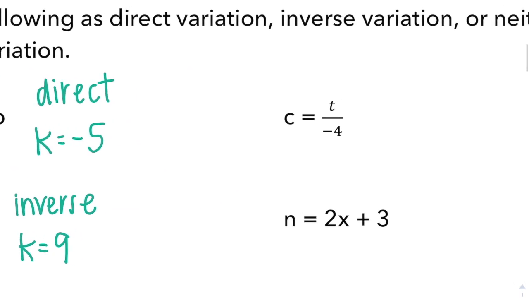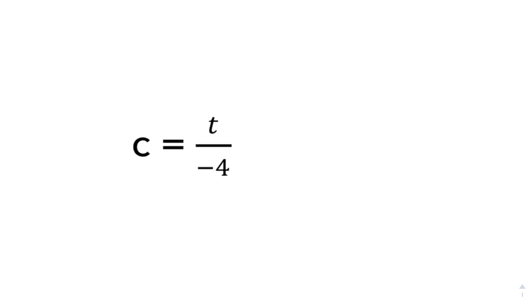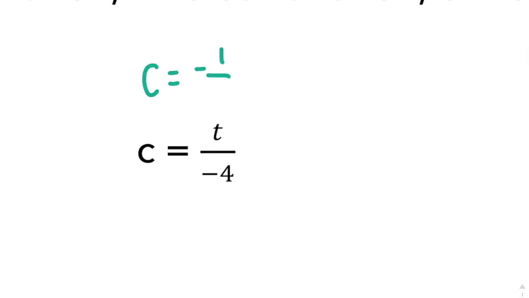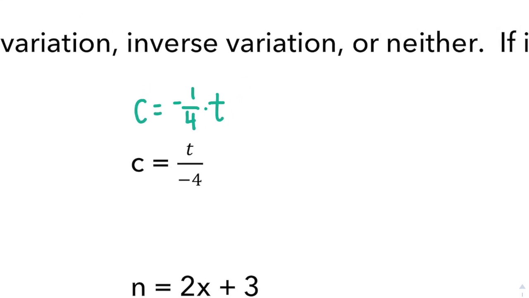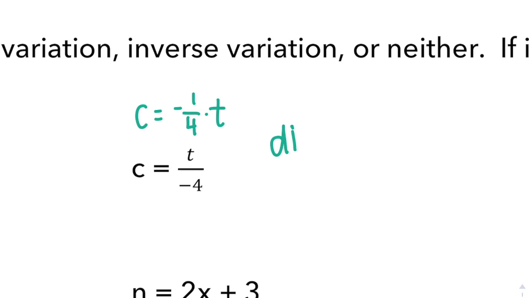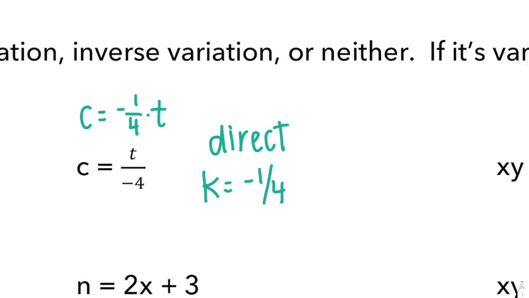Now if I take a look over here, I have t divided by -4. Well, I'm not dividing by a variable. I'm dividing by the number -4, which is like saying c equals -1/4 times t. So this is still direct variation. Now my constant is just a fraction, which you're allowed to have. But I don't have a variable in the denominator, so it's not inverse.